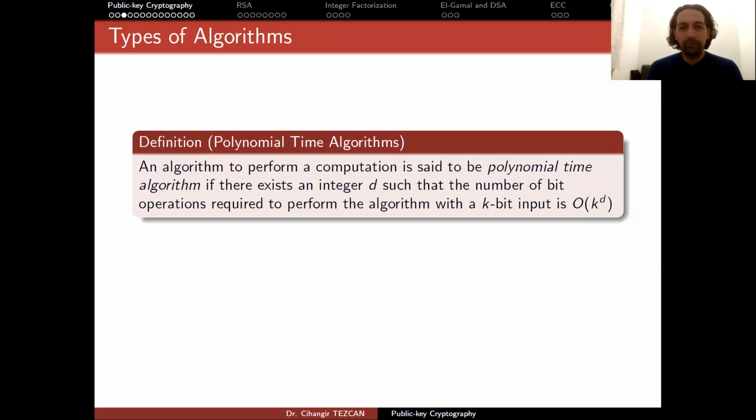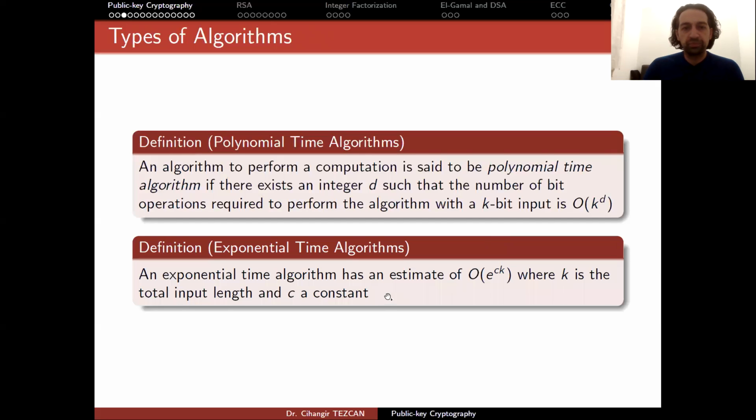An algorithm to perform a computation is said to be a polynomial time algorithm if there exists an integer d such that the number of bit operations required to perform the algorithm with a k-bit input is, with big O notation, k to the d. So you need a constant multiplied with this many operations to perform this algorithm. When this is the case, it is called a polynomial time algorithm.